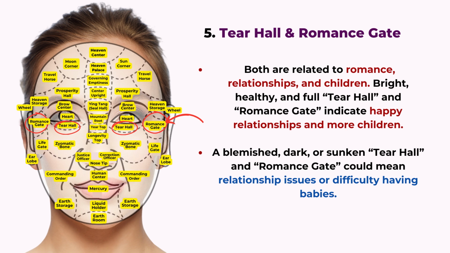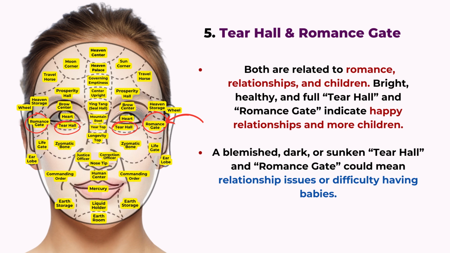Next, we have the tear hole that's below the eyes, and also the romance gate. That's the area between the end corner of your eyes until the front of the ears. So those two areas are related to relationships, romance, and children. So if those two areas are bright and healthy, it indicates happy relationships and easy to have many children.